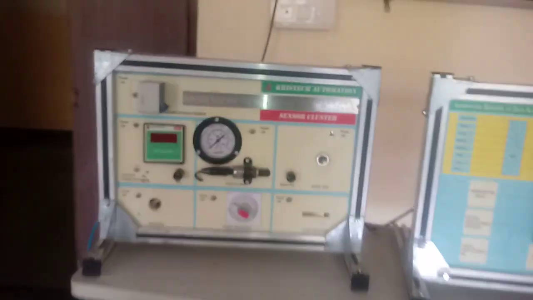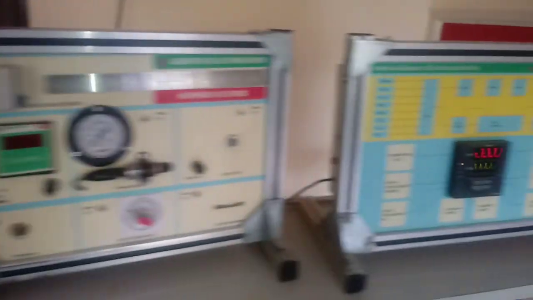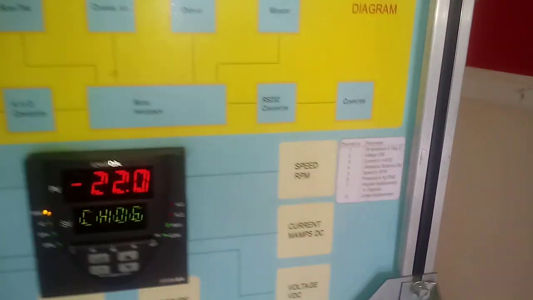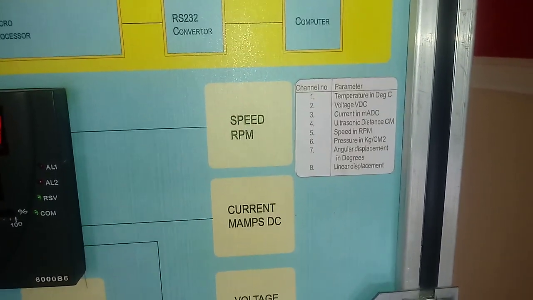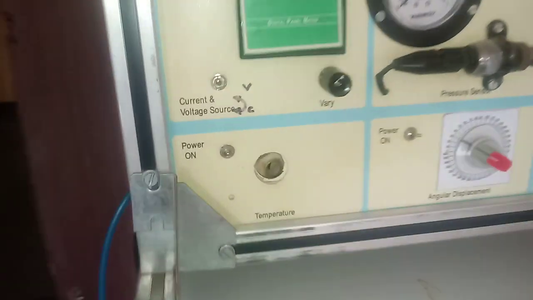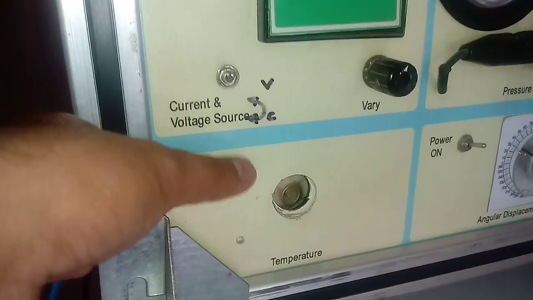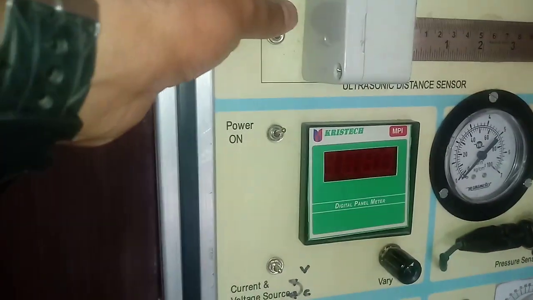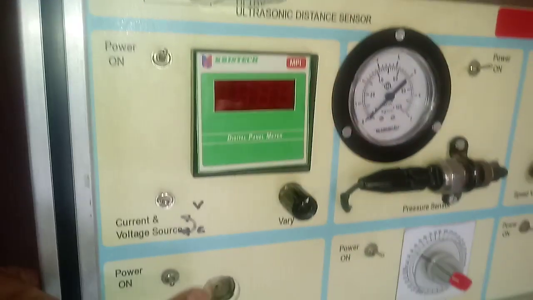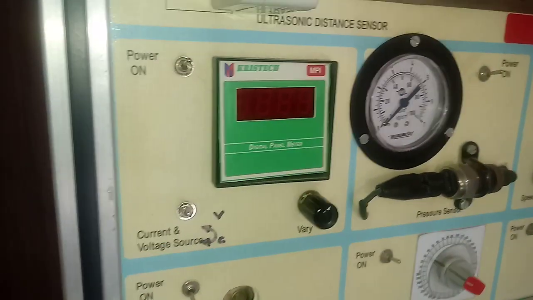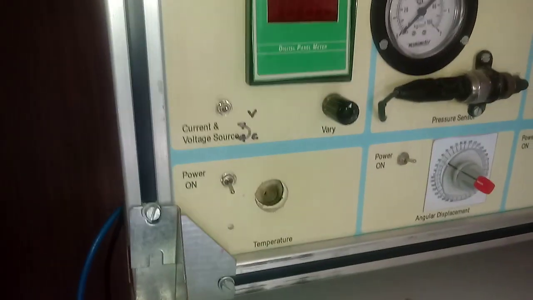Now we'll see the working of each channel. First of all, we are going to see the various channel numbers. We will select channel number 1. Channel number 1 is temperature. So over here you can see channel number 1 is temperature. First of all I have to switch on the power supply for this cluster. The power supply is on. Then I am switching on the temperature sensor and going to select the temperature sensor channel number.